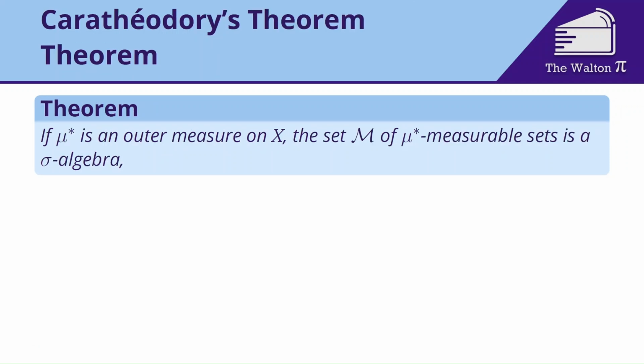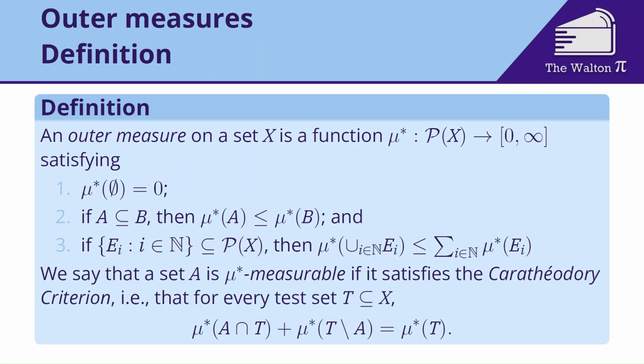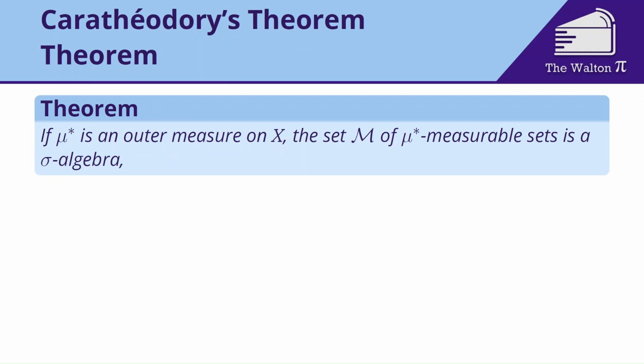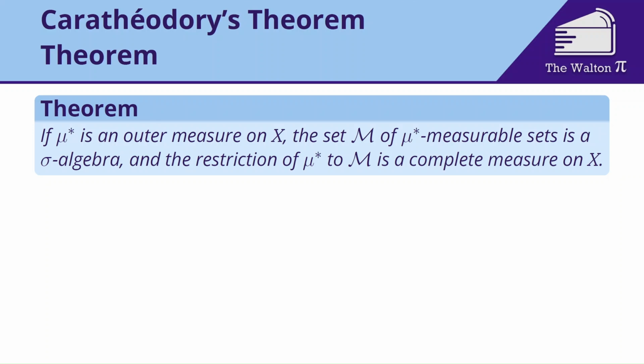So let's now talk about Carathéodory's theorem. If mu star is an outer measure on X, we set M to be the mu star measurable sets, those things that satisfy this Carathéodory criterion. The set of mu star measurable sets is going to be a sigma algebra, and the restriction of mu star to M is going to be a complete measure on X. So if we have an outer measure, you restrict it to the mu star measurable sets, that is going to be a measure, and even better, it's a complete measure.